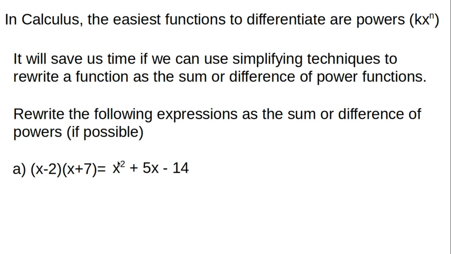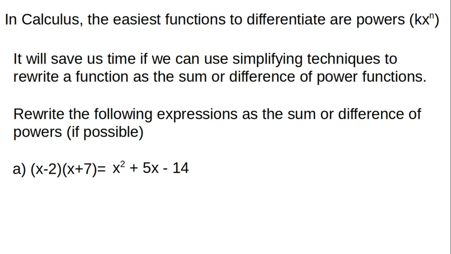Now, this is written as the sum or difference of powers. And how do you know if something's a power? Well, if you can identify k and you can identify n, then it's a power. So this first term, k would be 1, n is 2. This next term, k would be 5, n is 1. And this next term, k would be negative 14, n would be 0.